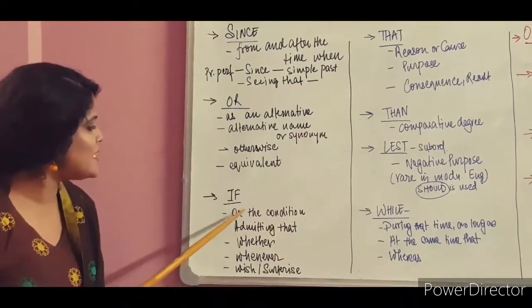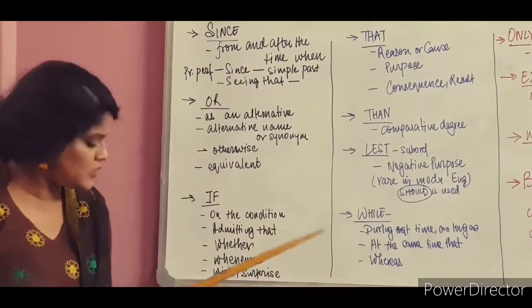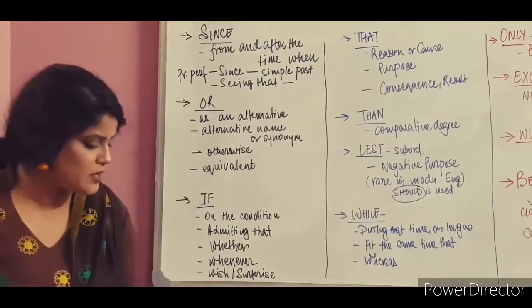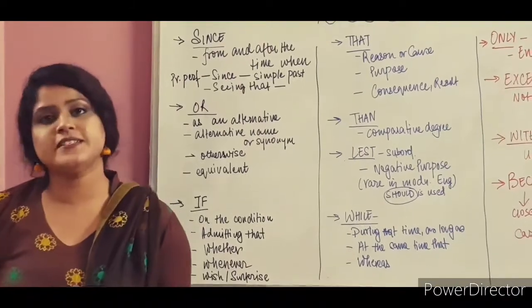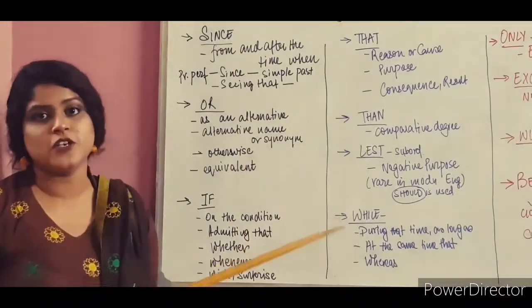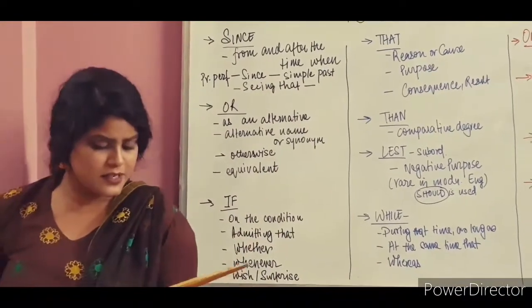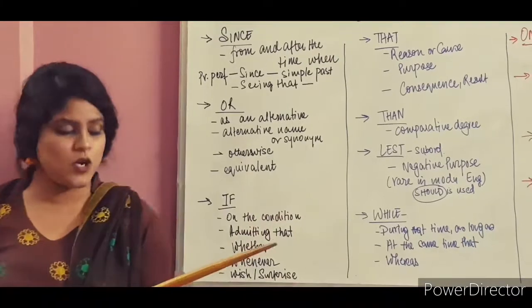The next one is if. If is used when you have to show something that is on the condition. If he is there, I shall see him. This is on the condition. Admitting that, in case of admitting something, if I am blunt, I am least honest. If I am poor, yet I am honest.